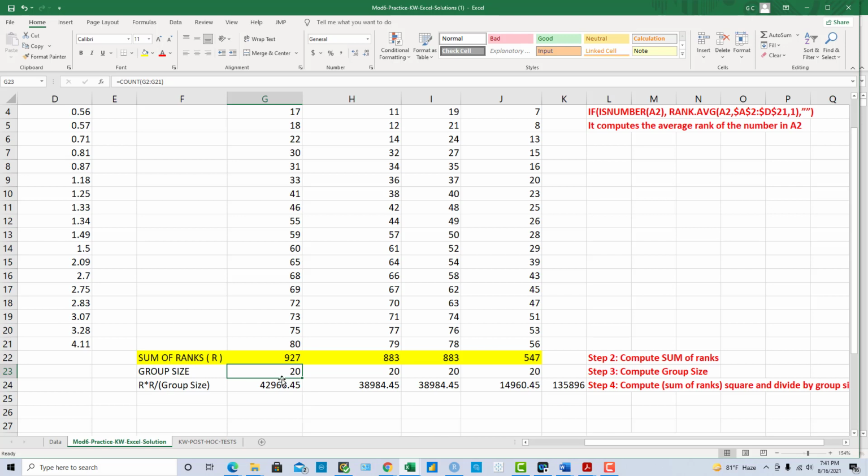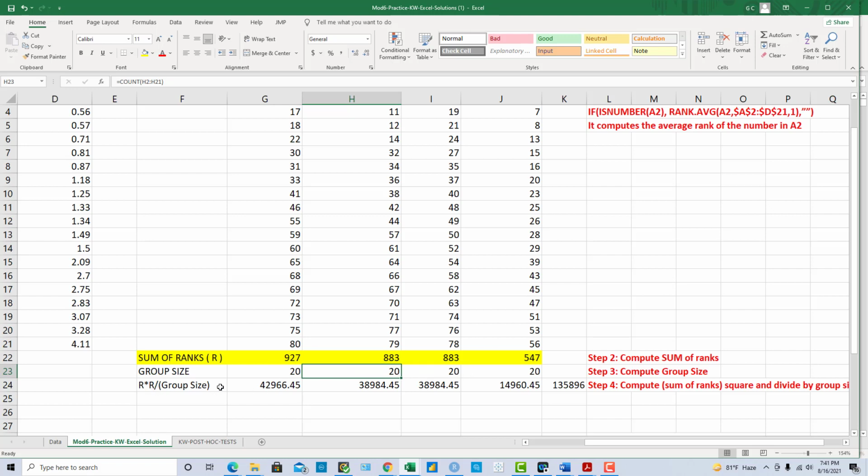Each group is 20 measurements in this case, but sometimes the groups may be dissimilar in their size. Some might have 20, some might have 18, so it doesn't matter. Just get the group size exactly here.